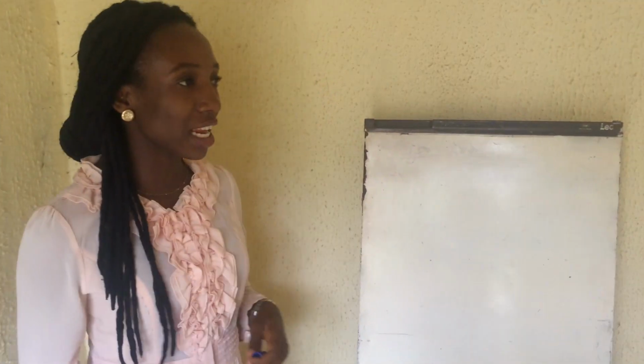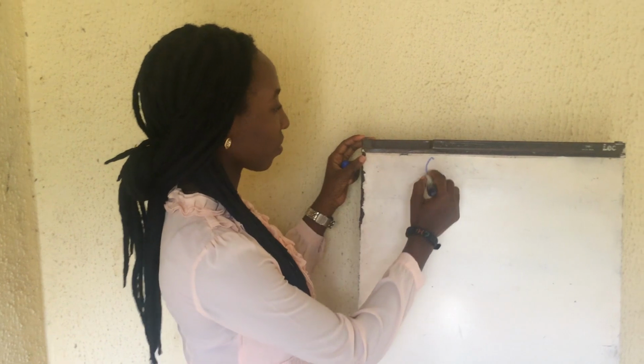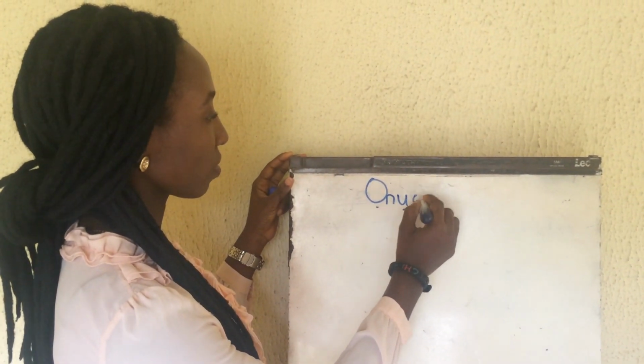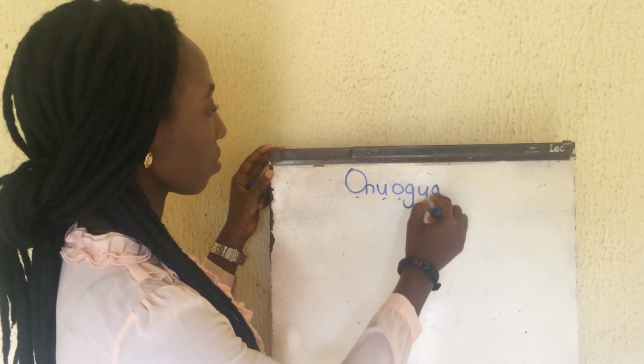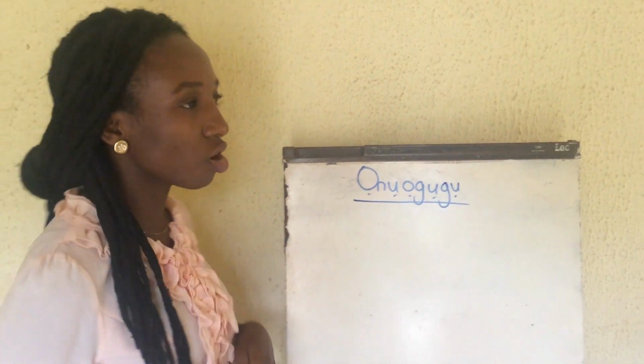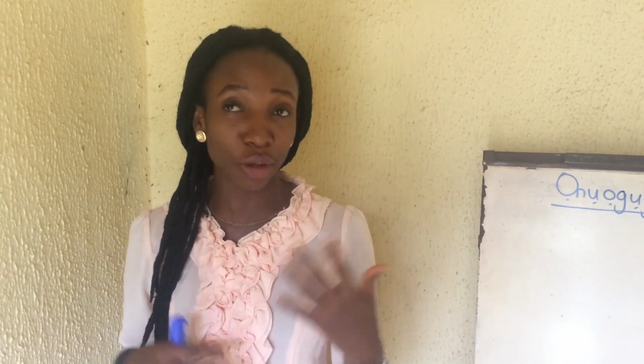Today, as I said earlier, we are looking at numbers. In the previous lessons, we have mentioned 36, 38, 5 and all that, and you'll be like, what are these numbers all about in Igbo? Today we are going to talk about it. Numbers in Igbo is known as Onu Ogugu. There are some cardinal numbers in Igbo that we are using that you already know, and those are what we are going to look at.